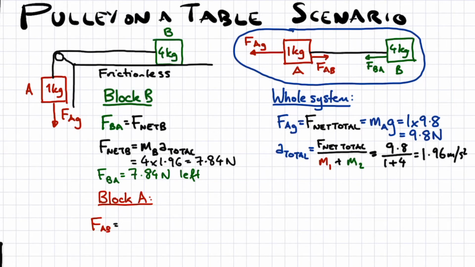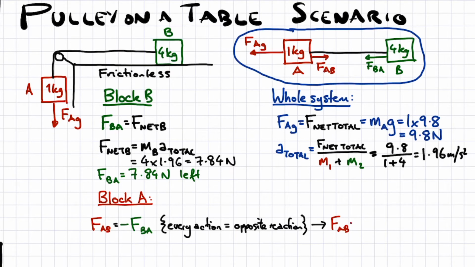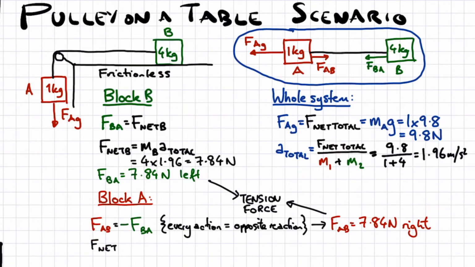Okay, let's have a look at block A now. So just considering block A, we know the gravity already. We can say that the force on A due to B is just the negative, or in the opposite direction, to the force on B due to A, sorry. And that's because of Newton's law saying every action has an equal and opposite reaction. Okay, so A pulling B means B pulls A, and vice versa. Another way we can think of this, as I've said before, is that both those forces are the tension force in the rope as well. Okay.